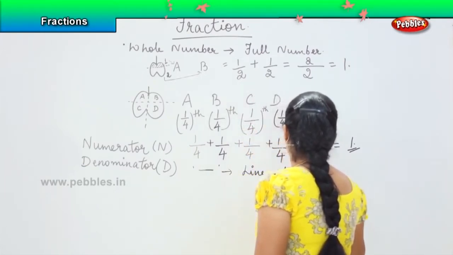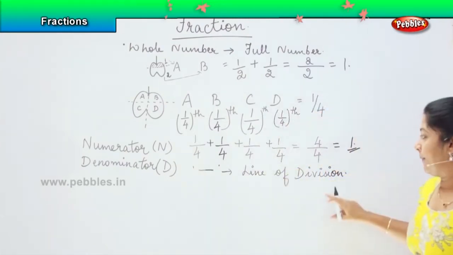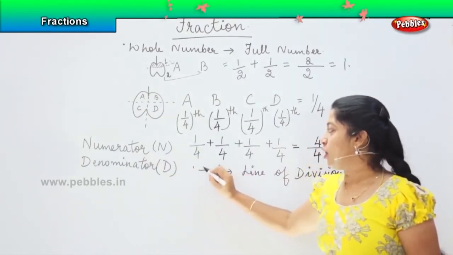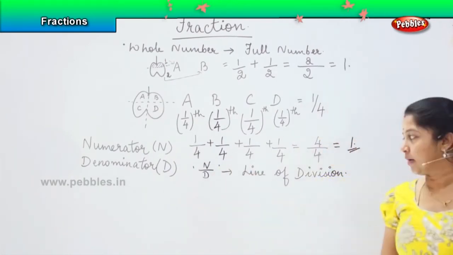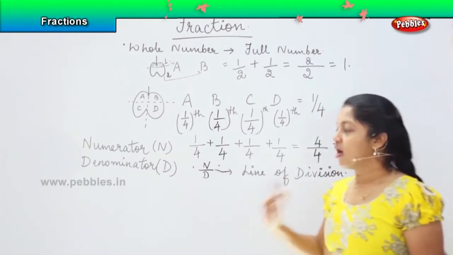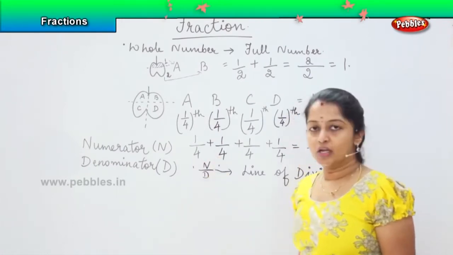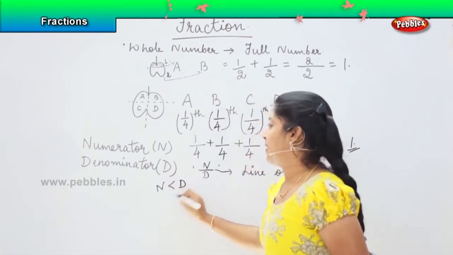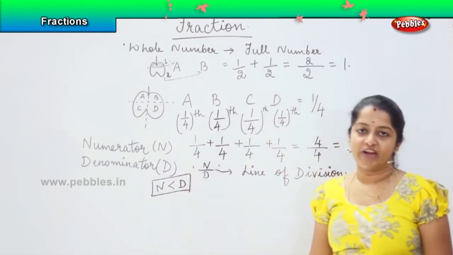Okay. Now, if you see, whenever I am using this line of division, the numerator will be on the top, N should be on the top, and denominator D should be in the bottom, and this is called as line of division. Okay, always remember that my denominator will be greater than my numerator. Numerator will always be smaller than denominator. This is the basic rule which we follow in fraction.